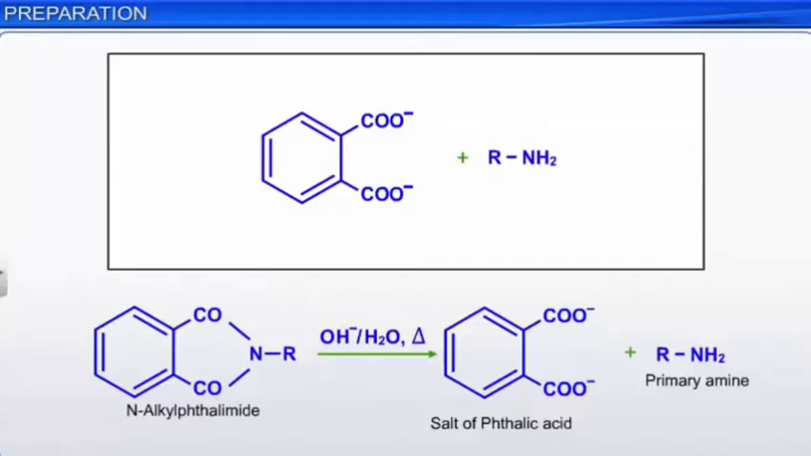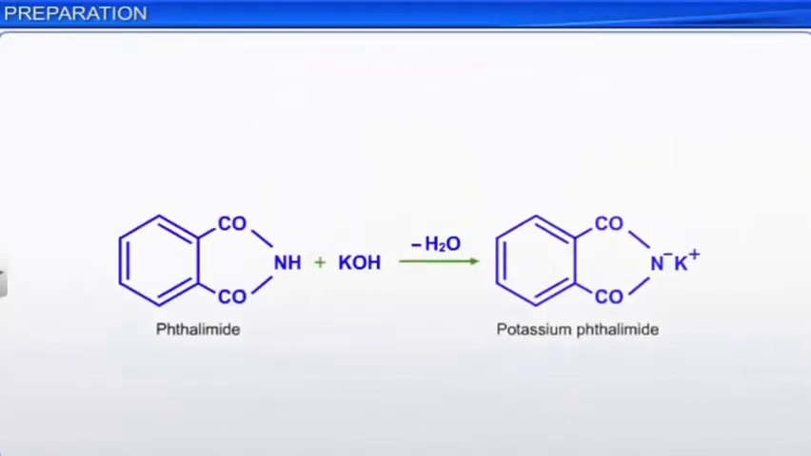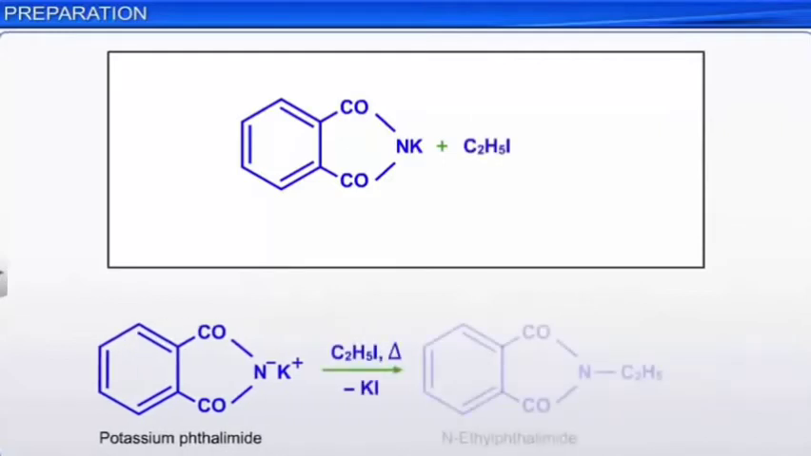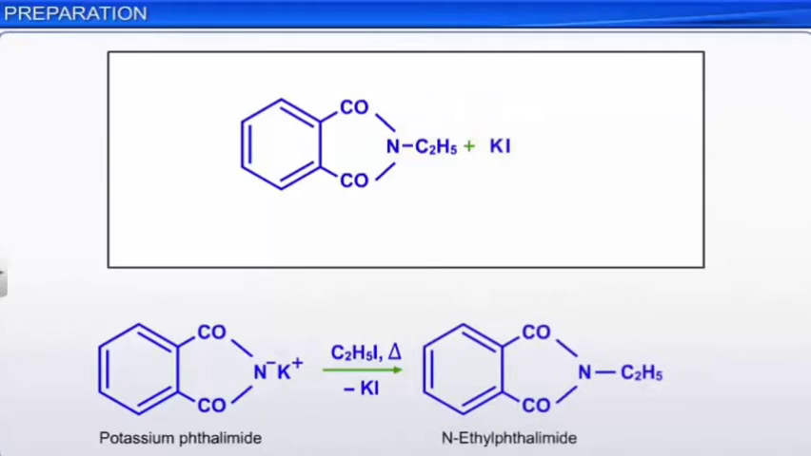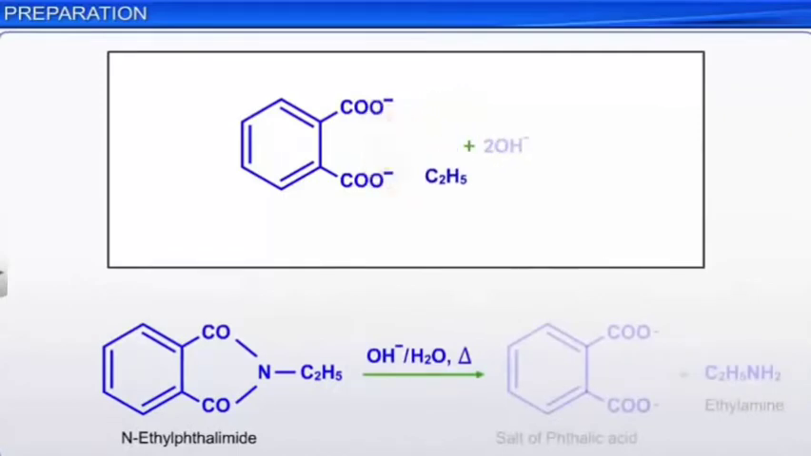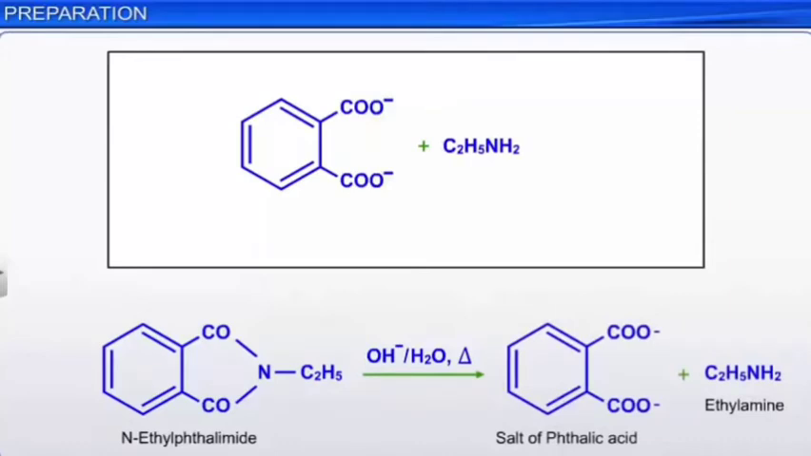For example, phthalimide on treatment with alcoholic potassium hydroxide gives potassium phthalimide. This, on heating with ethyl iodide, gives N-ethyl phthalimide. The alkaline hydrolysis of N-ethyl phthalimide gives ethyl amine and phthalic acid.